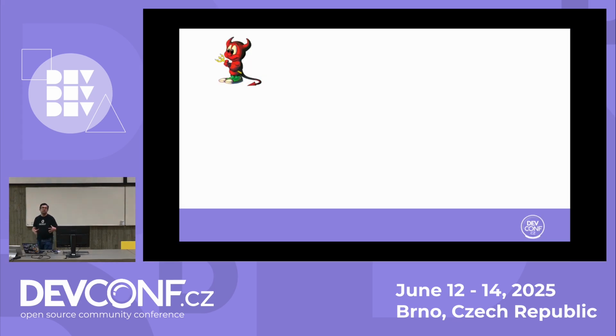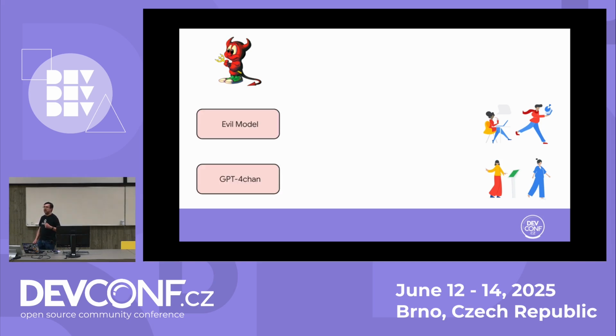OK, so now let's switch perspective a little. Let me put on the attacker hat again. And let's say I want to compromise some users using ML. I trained 2 LLM models. One is called Evil model, which has malware in it. And the other one, GPT-4chan, I basically trained on 4chan.